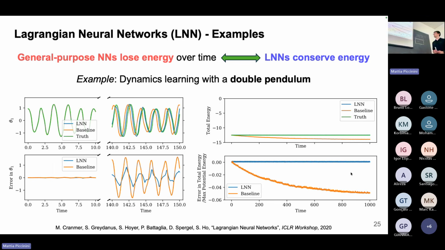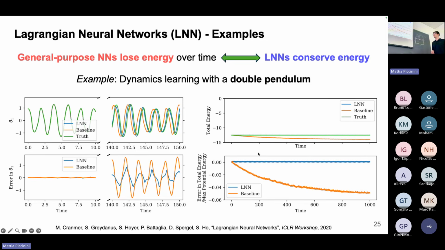So this is a frictionless double pendulum, so no friction. Energy should remain constant forever. Total energy, kinetic and potential. But what happens with a baseline neural network, you actually lose energy over time, especially when you integrate over a lot of seconds, 1000 seconds. So you lose energy with the baseline, while the Lagrangian loses way less energy.